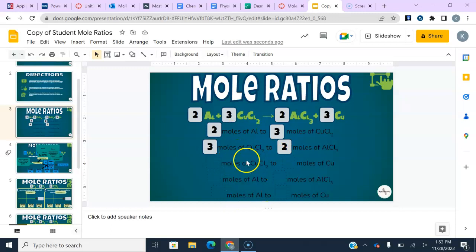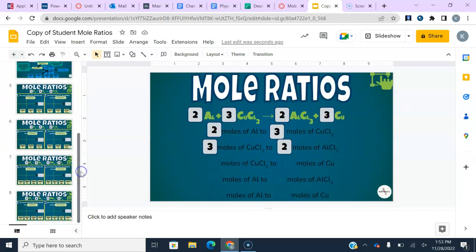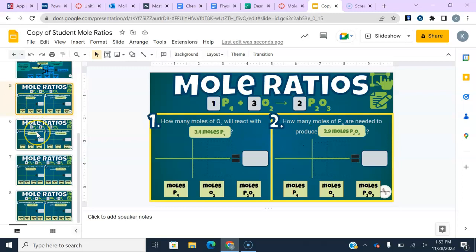You guys should be able to do the last 3 pretty easily. Now I'm going to show you guys how to do the calculation slide. I'm going to do 1 and 2 for you, then you guys will do 3 through 8.